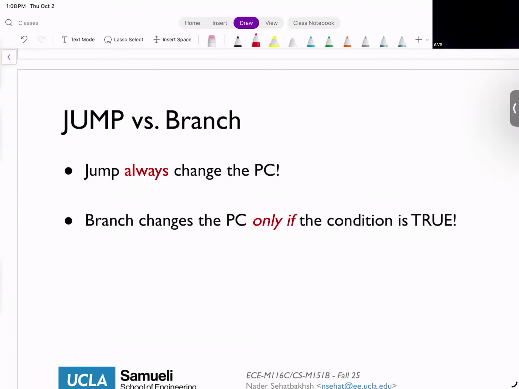So the question is, is jump only used for function calls? No, there would actually be things like switch cases as well, right? So for switch cases, you want to also jump.